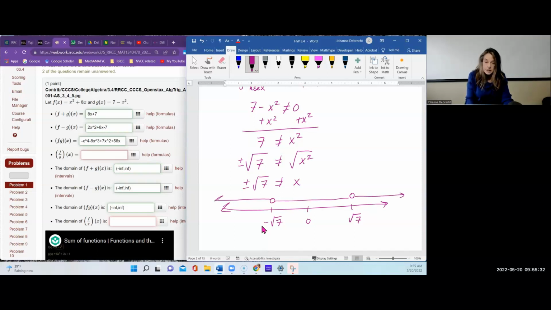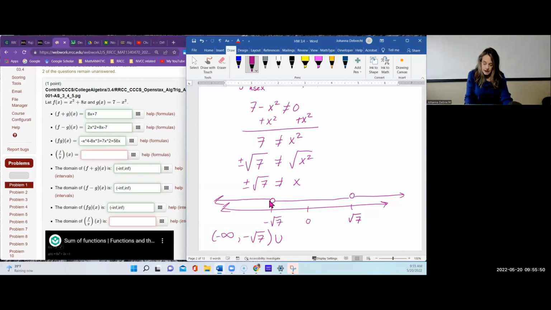How can we write this in interval notation? Start at the far left and work your way to the right. The far left is negative infinity. Then it stops with a hole at negative square root of 7. Because it's an empty hole, we use round parentheses.